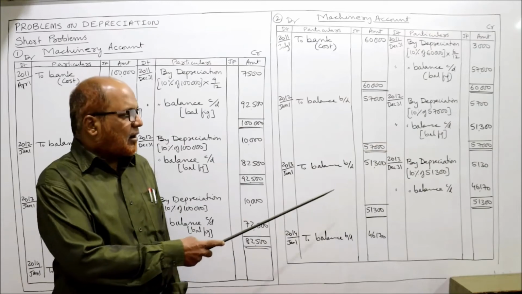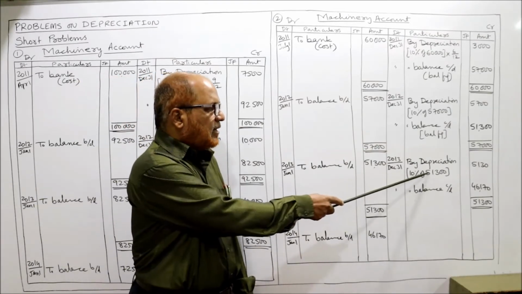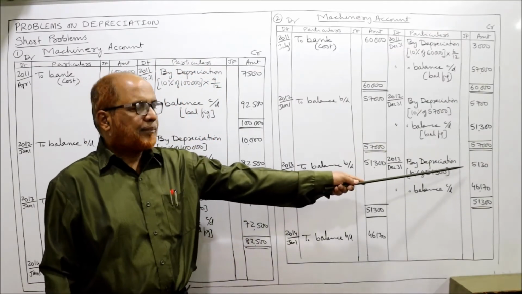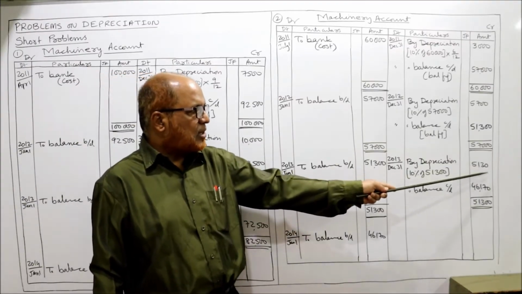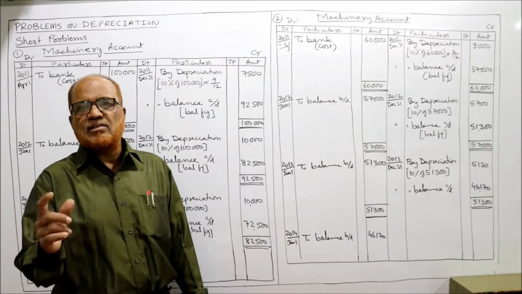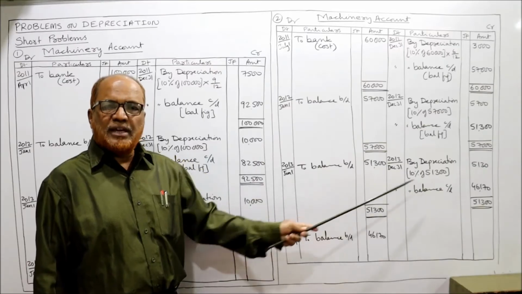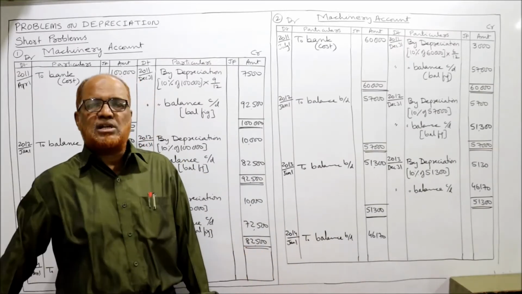Now depreciation will be calculated on written down value. 51,300 into 10%, 5,130. Now deduct, 51,300 minus 5,130, you will get 46,170. 46,170 is the balance carried down, balancing figure. Now this will be carried over to the next year. 2014 January 1st, to balance brought down 46,170.